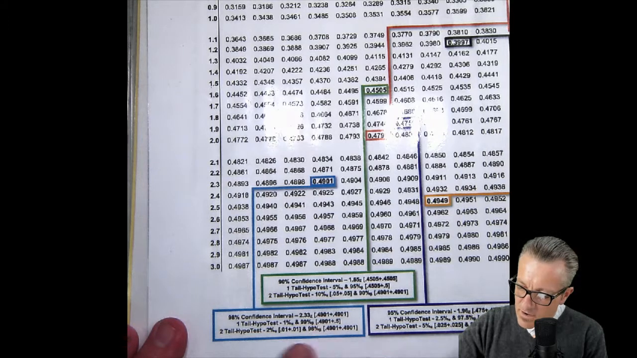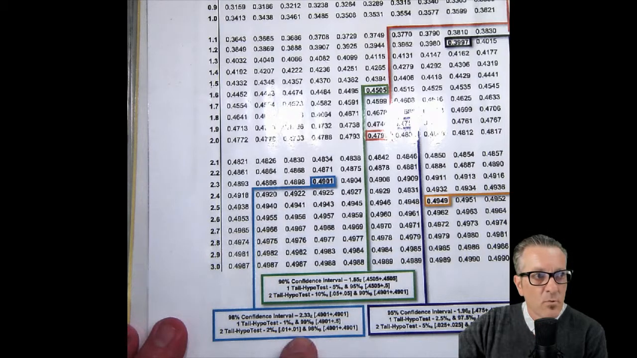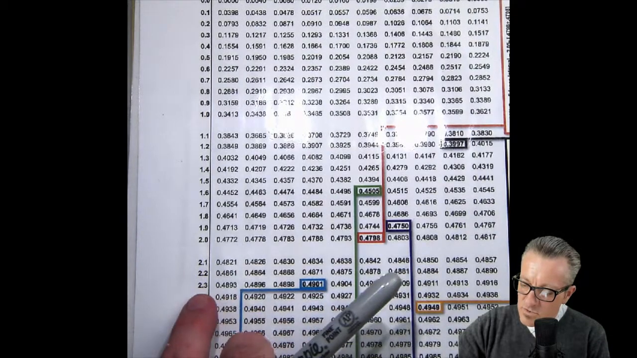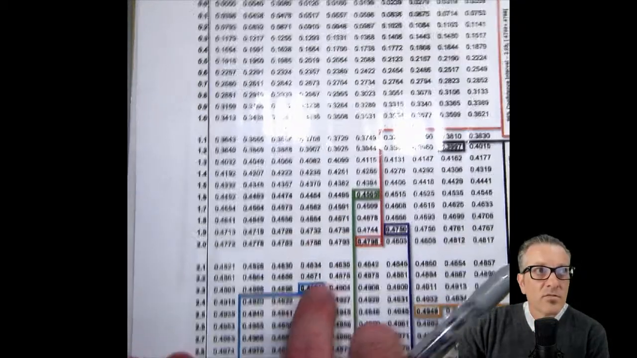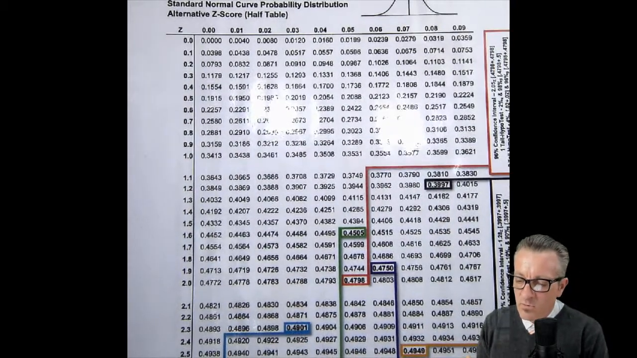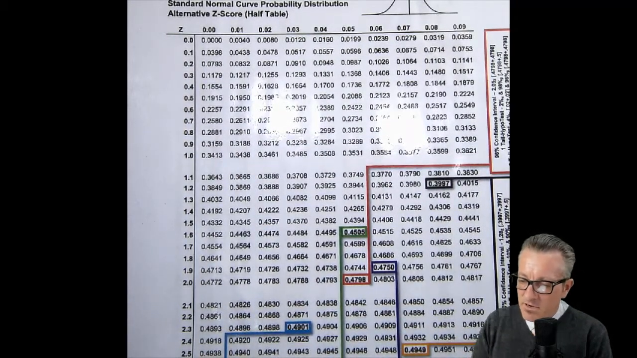So we have right here, two-tail hypothesis, 2% alpha, which is actually 1%, 1%. You add that up, and then the 98%, which is our beta. And so this right here, 2.33, is the value that we're going to have as our cutoff value for this rejection zone method.